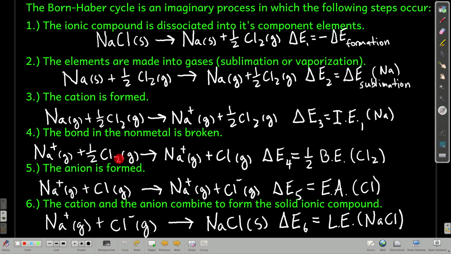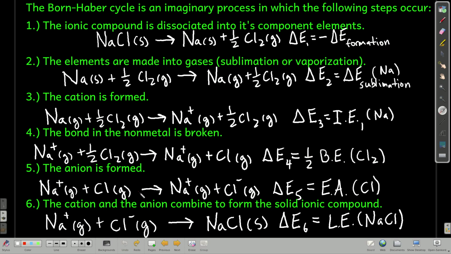Next step, always the fourth step. The non-metal is going to have a bond in it. And that's what we're dealing with here. We're dealing with simple ionic compounds where that anion is mostly a halide or some non-metal. So we have to break the bond between these two chlorine atoms to make a single chlorine atom. And you can look that up. It's called the bond energy for Cl2. And now because we only have half a mole here, we're only breaking half a mole of bonds. The change in energy for this process is 1/2 the bond energy for chlorine.